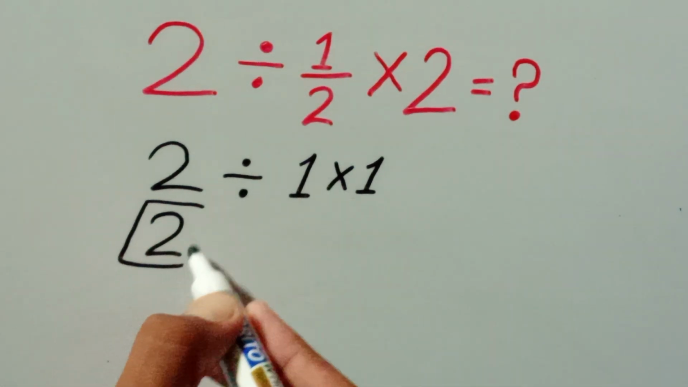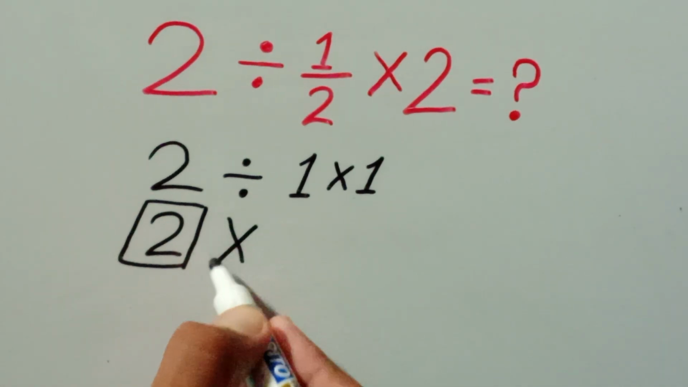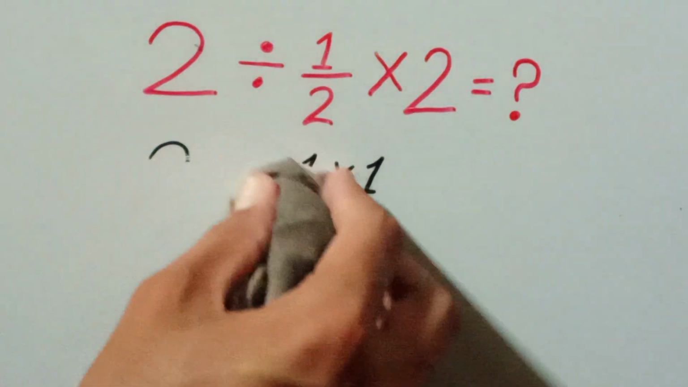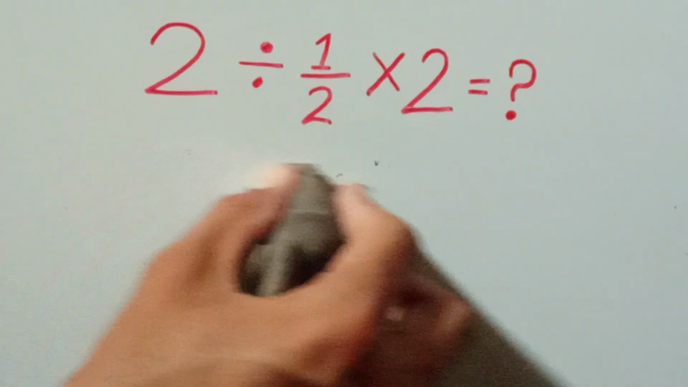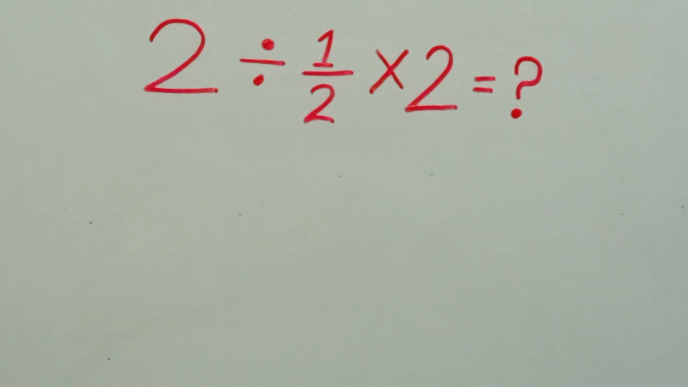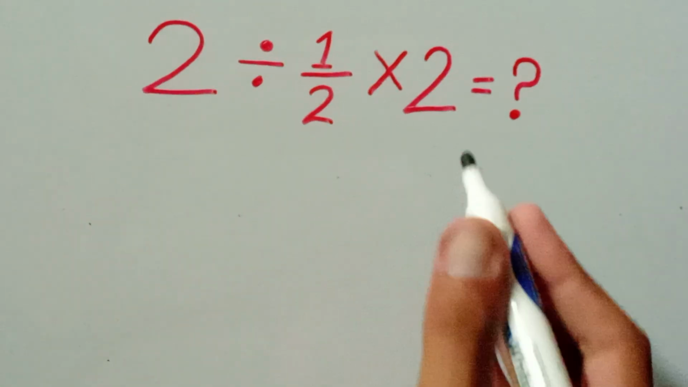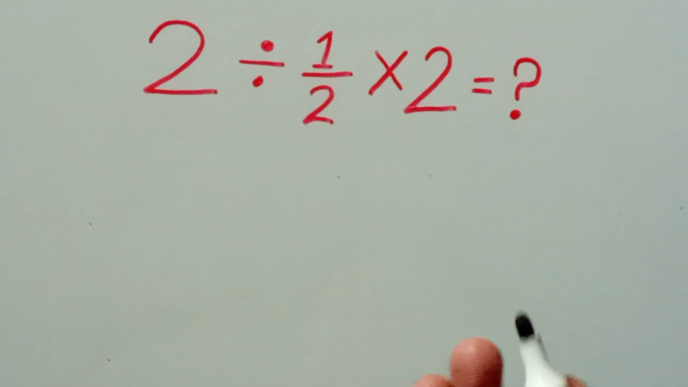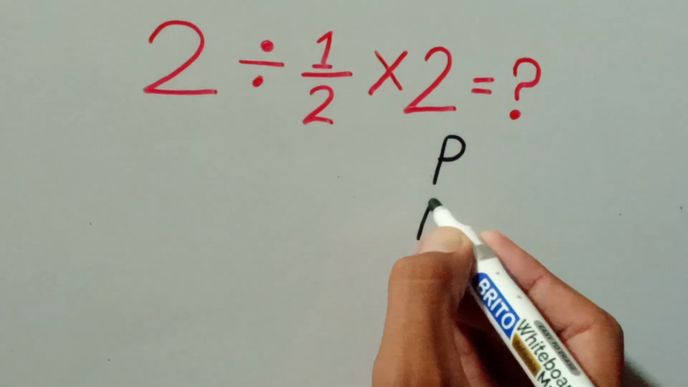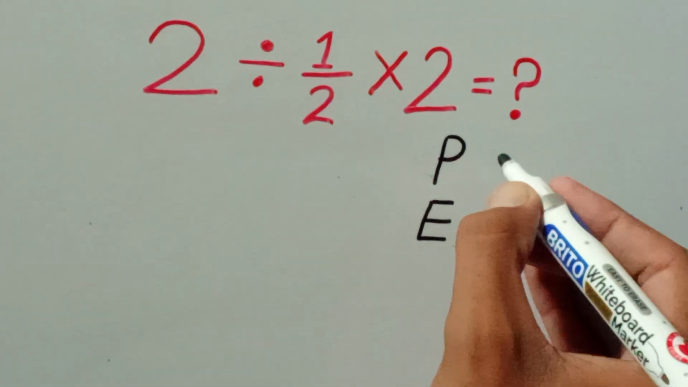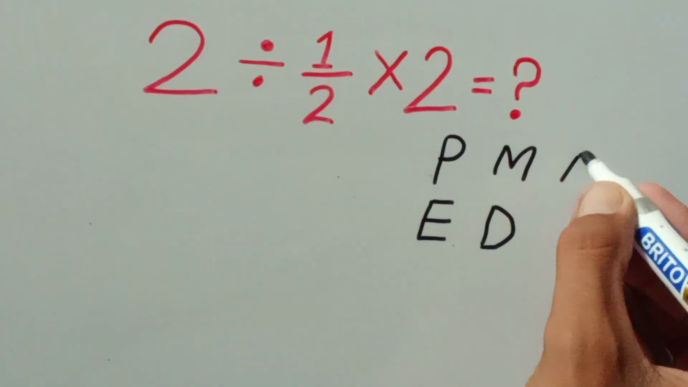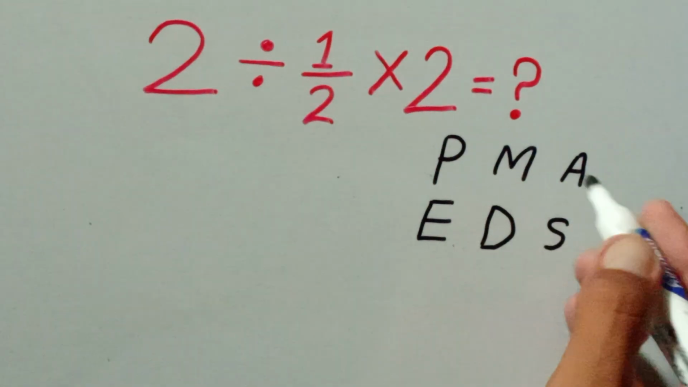But guys, this answer is wrong, because of the order of operations, PEMDAS, which is most important for mathematics operations. So now I will solve this question according to the PEMDAS rule, where P stands for parentheses, E stands for exponent, M stands for multiplication, D stands for division, and A and S stand for addition and subtraction.